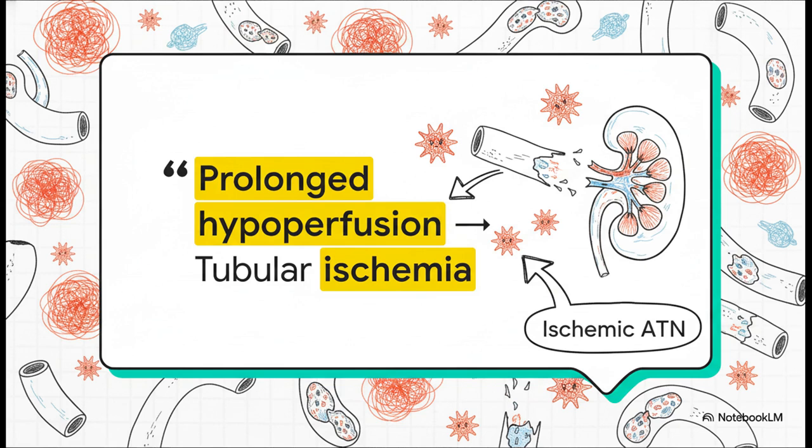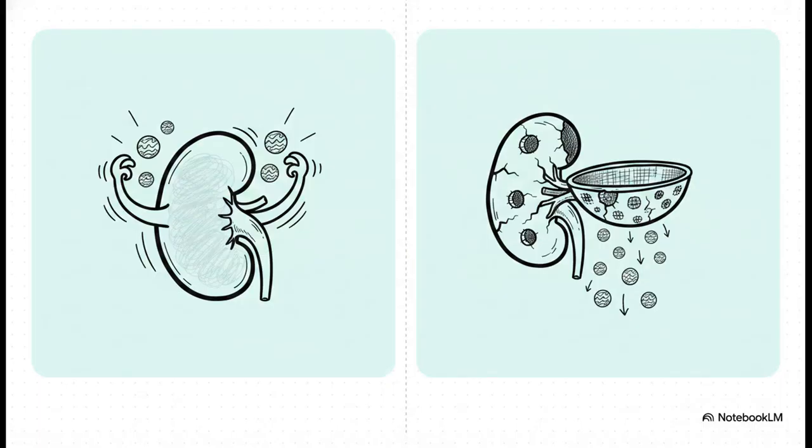The delicate tubular cells are basically starved of oxygen, and they eventually die off. This leads to ischemic acute tubular necrosis, or ATN. The filtering tissue is now structurally damaged. Now, what's really interesting here is how perfectly this contrasts with our first patient.